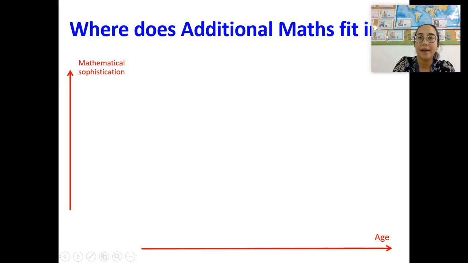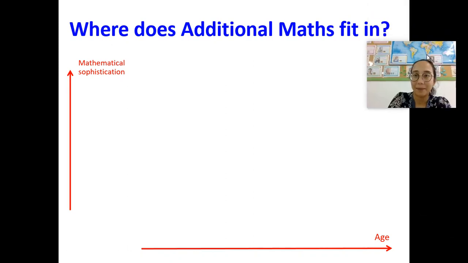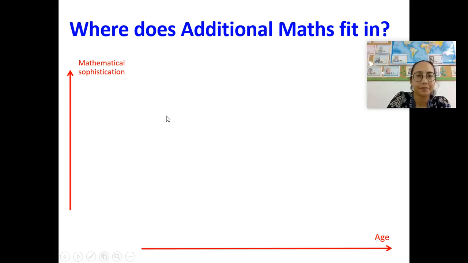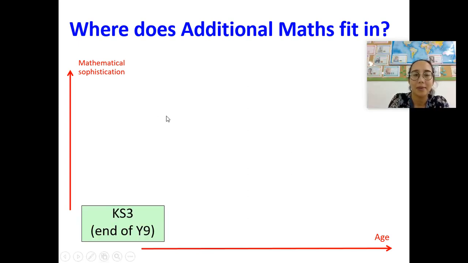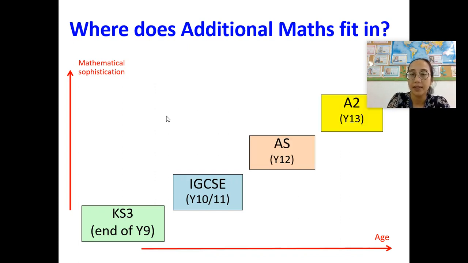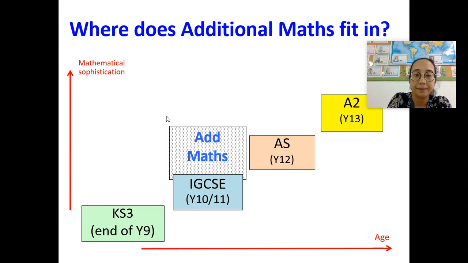So where does additional maths fit in? If we look at this chart or graph, we can see that we start off at a lower level of mathematical sophistication at the end of Key Stage 3. And normally what would happen is that you would progress as you get older, and it would increase in level of difficulty. Okay, so this is sort of a linear progression. Where additional maths fits is here.